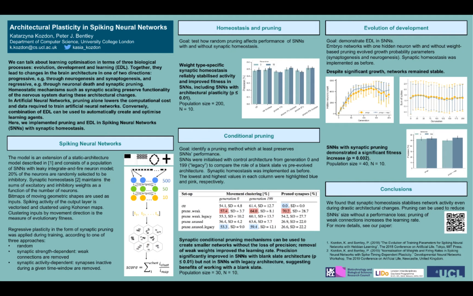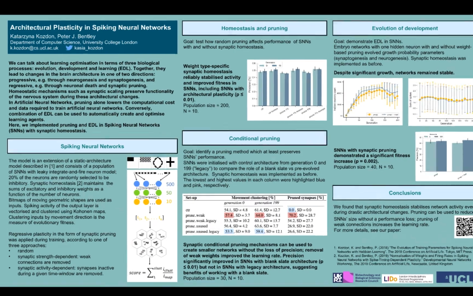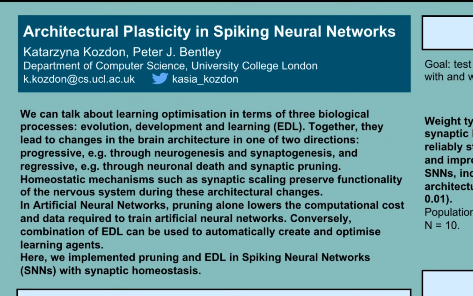Peter Bentley, I work on spiking neural networks. Our most recent work focuses on architectural plasticity. In the brain, we can distinguish three timescales at which architectural changes take place: evolution, development, and learning. I'm going to refer to them as EDL. These changes can happen in two directions: progressive, through neurogenesis and synaptogenesis, and regressive, for example through pruning.